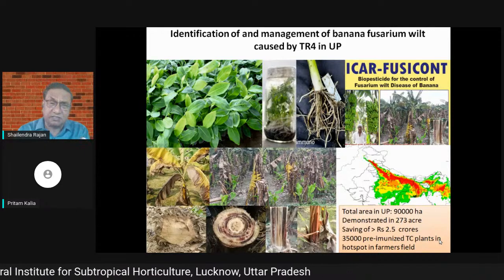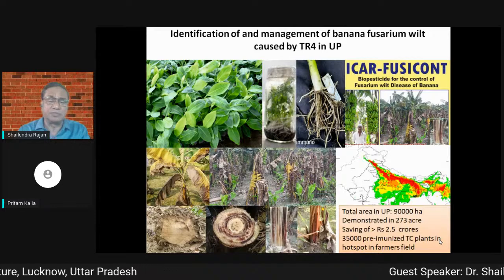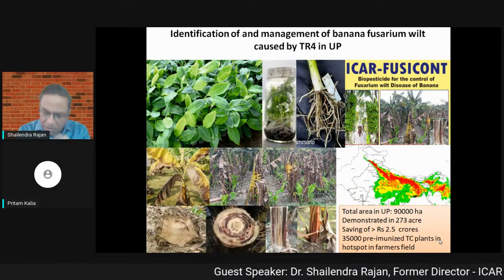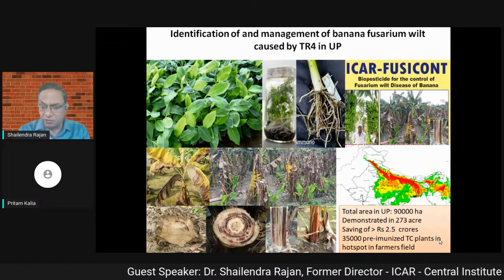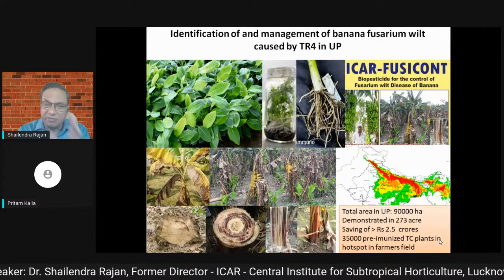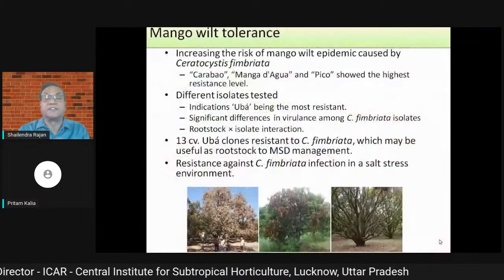Particularly, this technology has also worked with cumin, and about 200 hectares have been subsidized by the Rajasthan government, because it has controlled Fusarium wilt in cumin also. This is a technology which can be used in many other crops, and it is going successfully. It is showing good results.